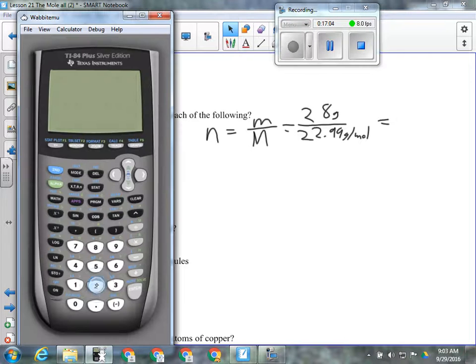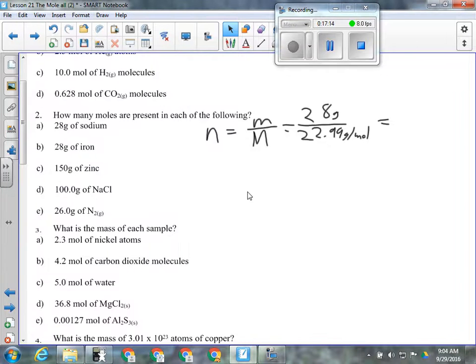So 1.22 what? Moles. It's calculating N, so it's moles. Everybody following how these are working? They get a little bit more complex.